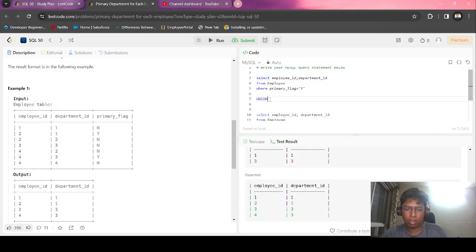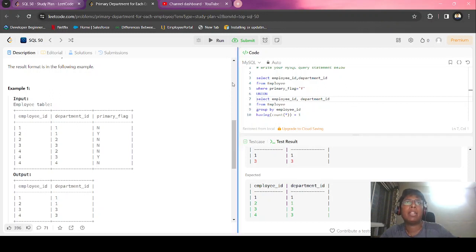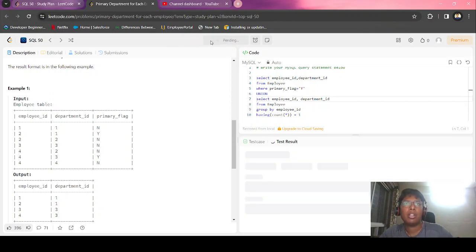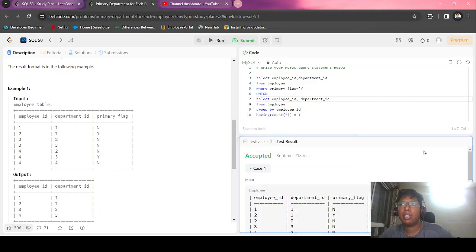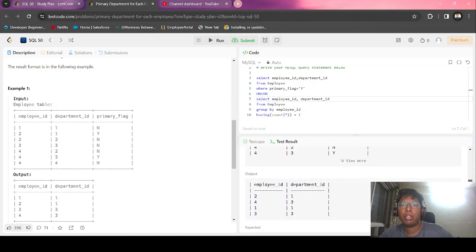There are two different types: union and union all. Union all considers duplicates as well, but union removes duplicates. And I'm using union. So now I will run this query using union. It was a very good question to explain the union concept, and that's why I took this question. So let's run and see if my output is accepted or not. See, it is accepted and you are getting the correct output.